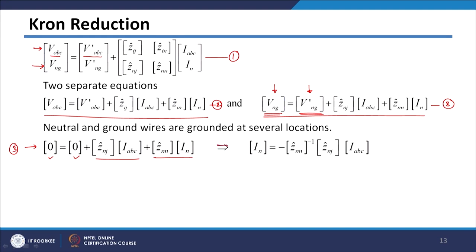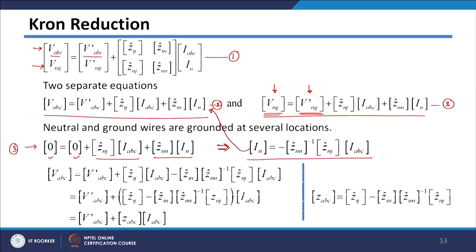And then this expression I can write in terms of IN by taking other terms on the left hand side. So, I can write IN will be equal to this term here, which is minus ZNN inverse multiplied by ZNJ into IABC. Then we can put this into expression 2 here. If you put this value into expression 2, this term will get replaced by this term here. So, after replacing that, I will get this term here.